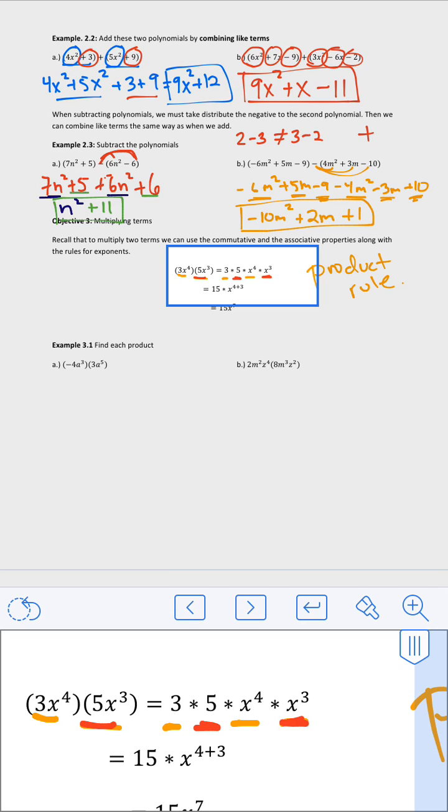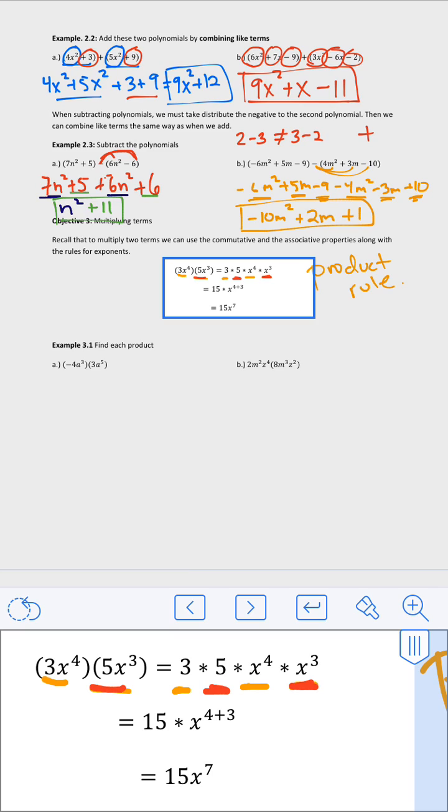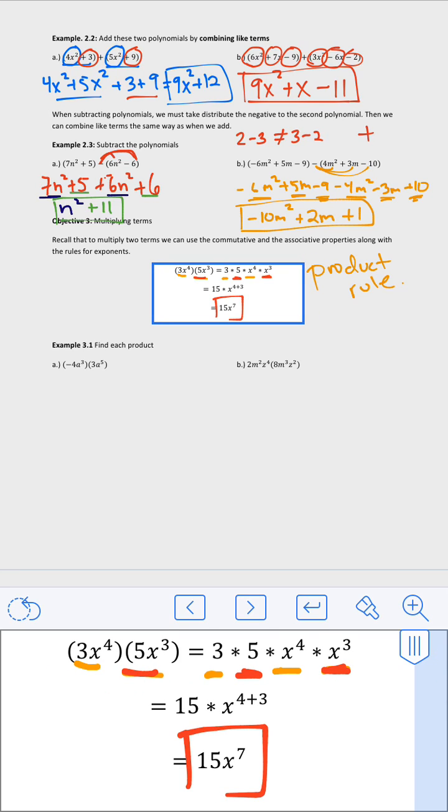And then I can combine them individually. 3 times 5 is 15. And then we use product rule, right? Two of the same base, add the exponents, x to the 7th. And we get 15x to the 7th. So in the multiplication of 3x to the 4th times 5x to the 3rd, the coefficients become 15, you add the exponents to get x to the 7th. And we still end up with a monomial.